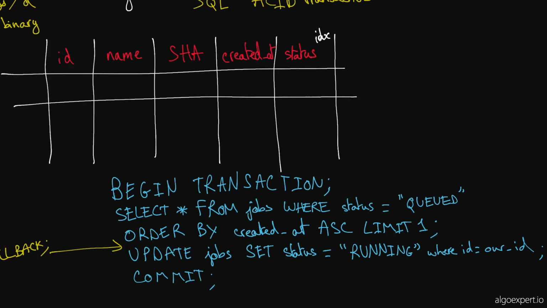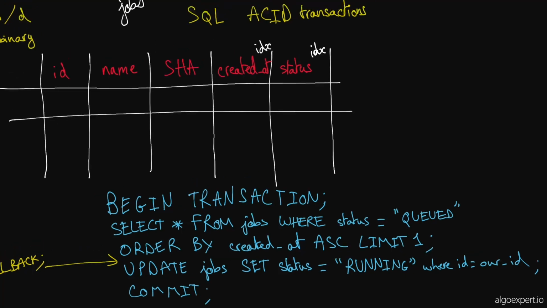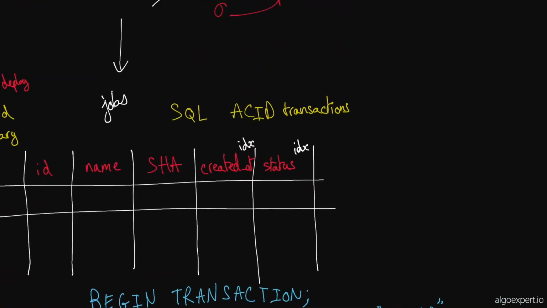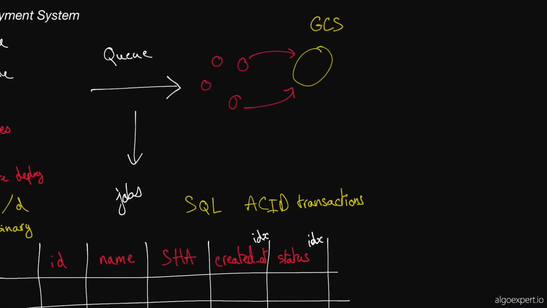So I'll put IDX here. Cool. As far as load, I just mentioned the load thing. Let's try to figure out if that's reasonable. So these workers, when exactly are they executing this dequeue operation?